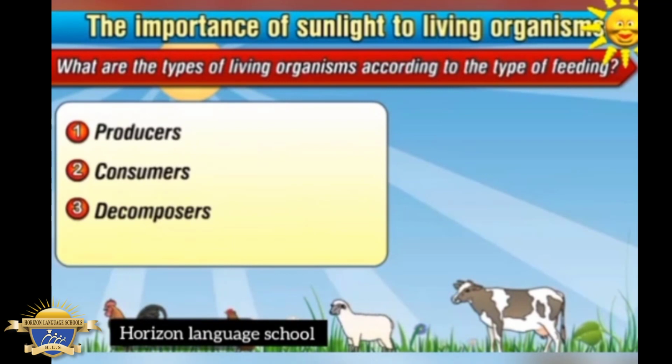Point 2. We will learn about the types of living organisms according to the type of feeding. Number 1, producers. Number 2, consumers. Number 3, decomposers.